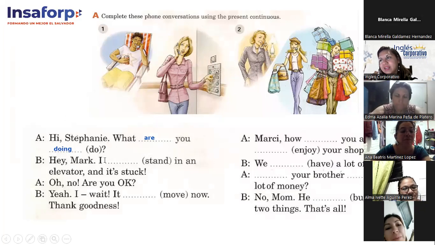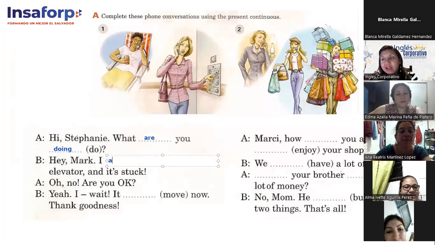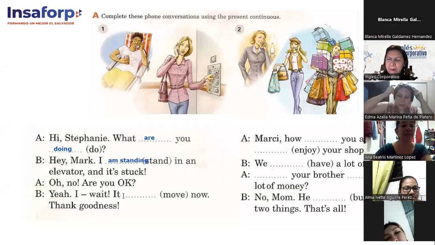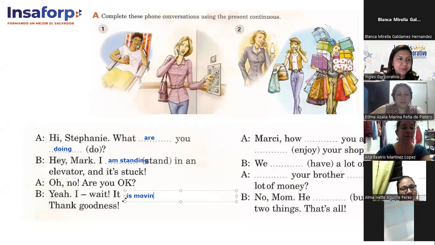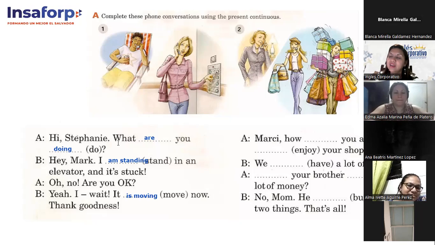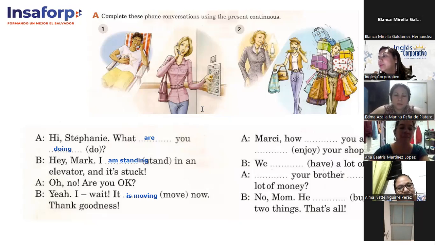Hey, Mark. I am studying. I am standing in an elevator and it's stuck. Está trabado. It's stuck. Oh no. Are you okay? Yeah. Wait. It's moving. It is moving now. Thank goodness. Okay. Hi, Stephanie, what are you doing? Hey, Mark, I'm standing in an elevator and it's stopped. Oh, no, are you okay? Yeah, wait, it is moving now. Thank goodness.